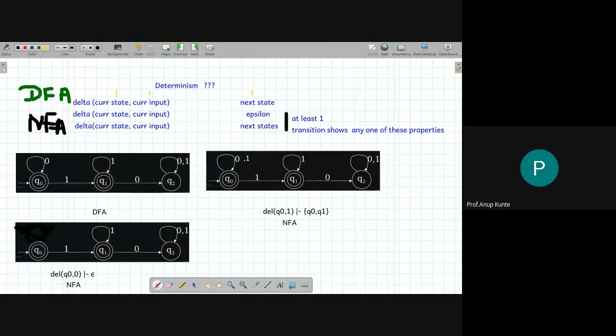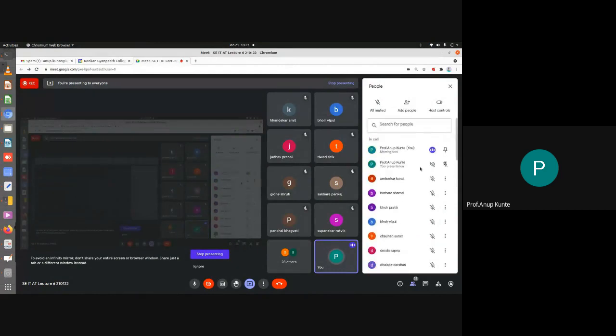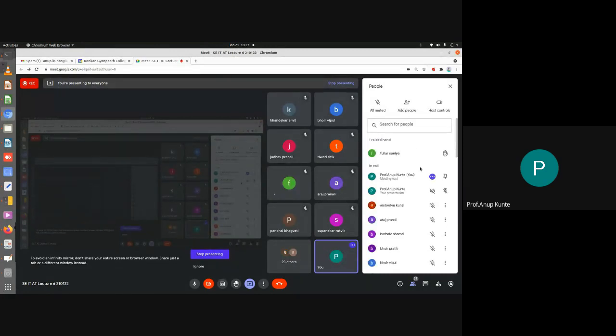So delta. How many of you have understood what is a delta function? What are inputs and outputs for a delta function? Please raise your hand. I just want to know what you have understood and what you have not understood, so that I can repeat that part only. Okay. Those who have not understood what is a delta function, please raise your hand. Okay, good. Anyone else has not understood?